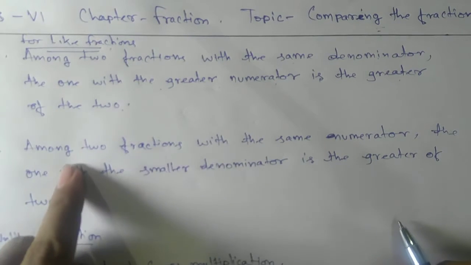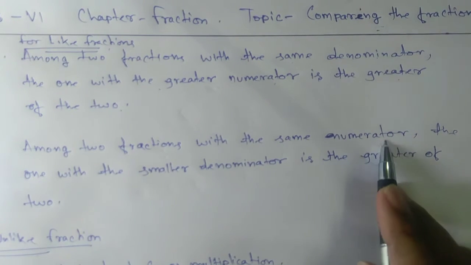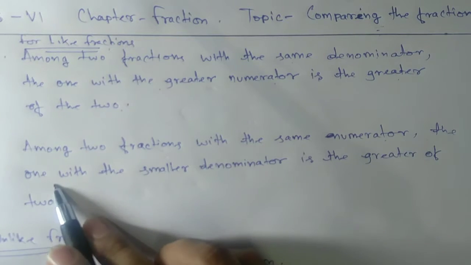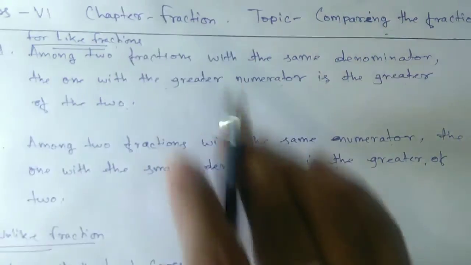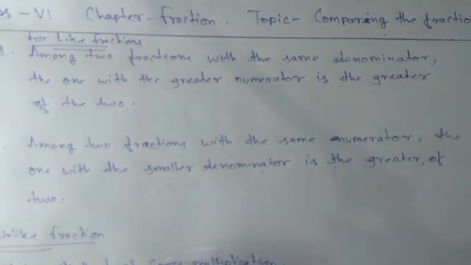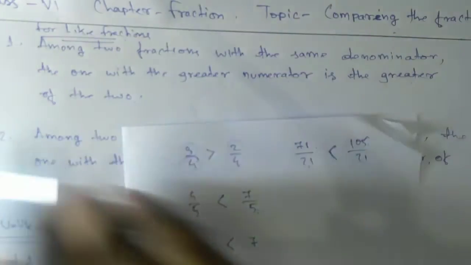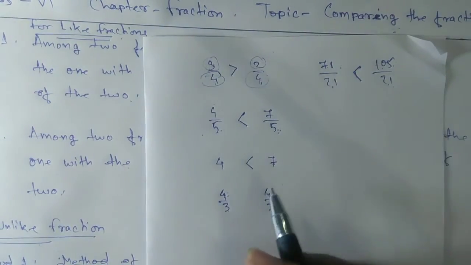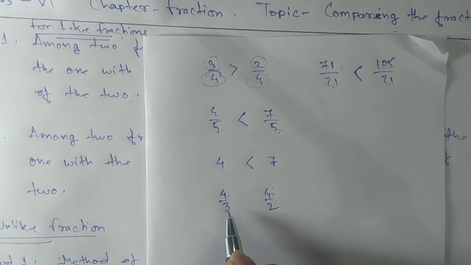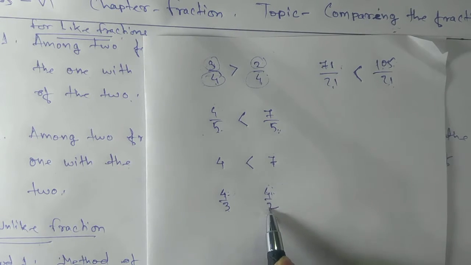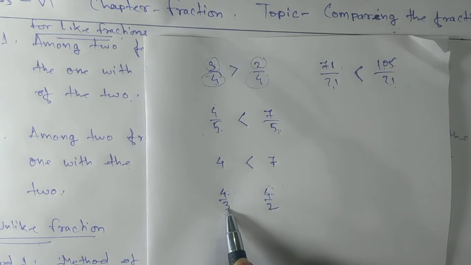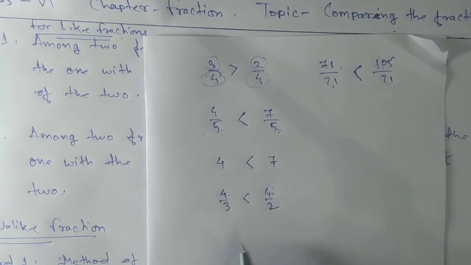What does it say? Among two fractions with the same numerator, the one with the smaller denominator is the greater of the two. What you need to do is check which denominator is smaller if the numerators are the same. Now 2 is smaller than 3, which means 4 by 2 is bigger than 4 by 3.